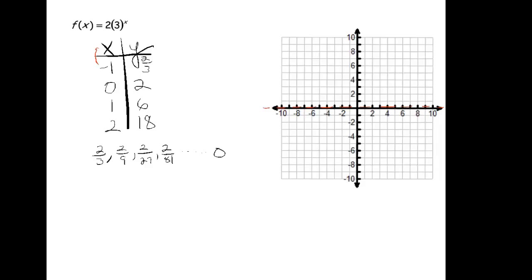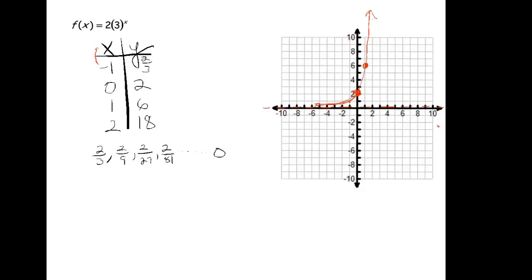Let's put the values on the graph. We have 0, 2, 1, 6, 2, 18, that's somewhere up here. So we can see that this grows exponentially. And then the negative 1, 2/3 is right here. As we go backwards, it's going to approach this asymptote.